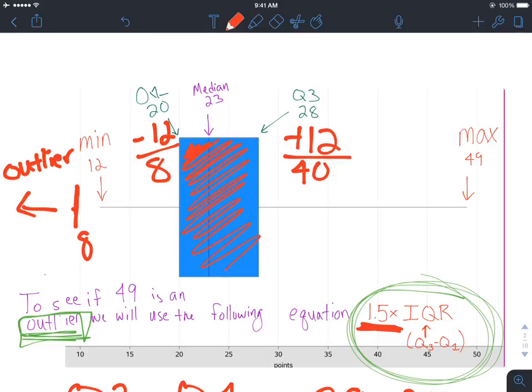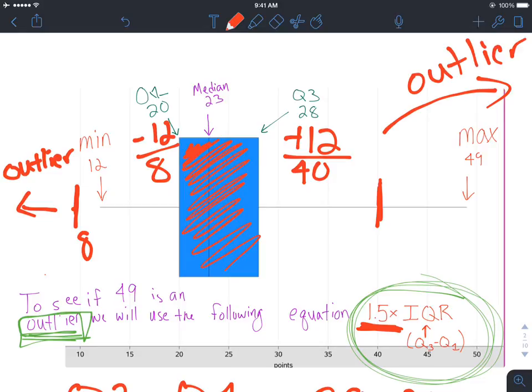So if I do 28 plus 12, that will give me 40. So let me go to 40 on my graph, and 40 is right there. So anything to the right of 40 is going to be an outlier. And if you take a look, our maximum is 49. Therefore, 49 is an outlier. And Mr. Burke does have some statistical proof that Stanley All-Star could have been cheating.